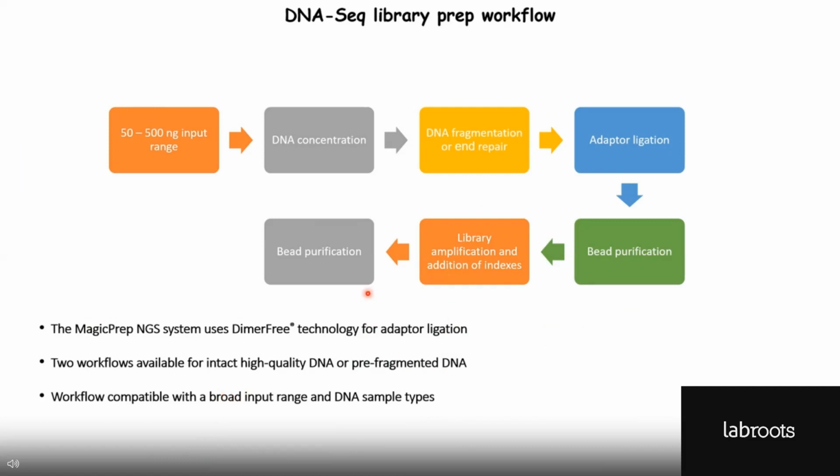So for the DNA-seq as well, this is the same thing. You have 50 to 500 nanograms. It will do all the essential steps that you do from your manual library prep. And there are several workflows available which will allow you to do high quality DNA, pre-fragmented DNA, cell-free DNA, and so on and so forth as well.